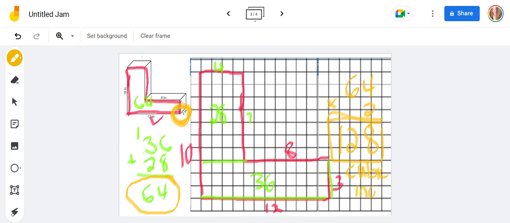inches. So this is a strategy that we can use to find the volume of L-shaped figures. We can trace the flat 2D shape, which is the base, find how many square units are inside, and then times it by the height.